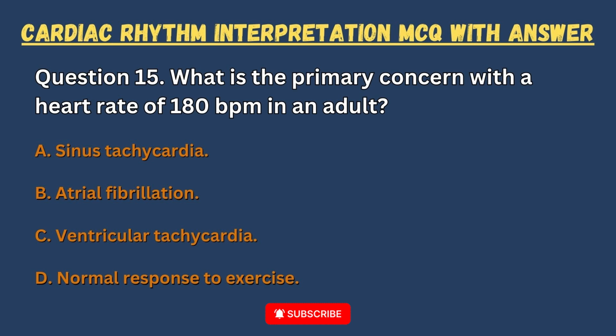Question 15. What is the primary concern with a heart rate of 180 bpm in an adult? A. Sinus tachycardia. B. Atrial fibrillation. C. Ventricular tachycardia. D. Normal response to exercise.